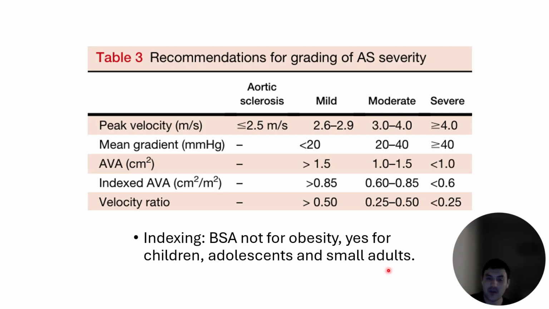Again, take a person who is 4 or 5 foot, and put a number like a valve area of 0.8 centimeters. You say, oh, it's small, but if you index for that person and it's more than 0.85, that is mild, so that is not severe. So keep in mind, in obesity, the index could be falsely lower. Why? Because you have more body surface area in obesity, and it's okay for children, adolescents, and small adults.